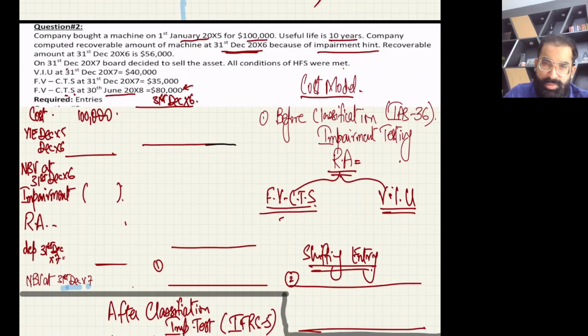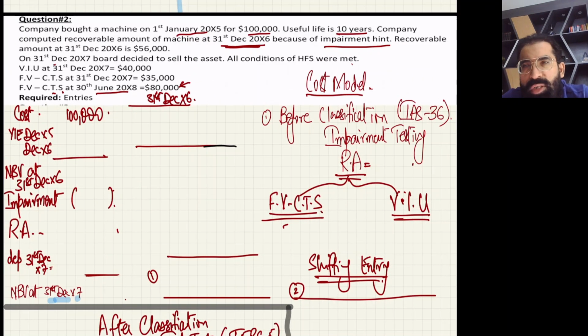Now the next question is question number 2. A company bought a machine on 1st January X5 for 100,000. Keep this date in your mind. Useful life is again 10 years. So very simple, 100,000 divided by 10 years. Per year depreciation is 10,000.